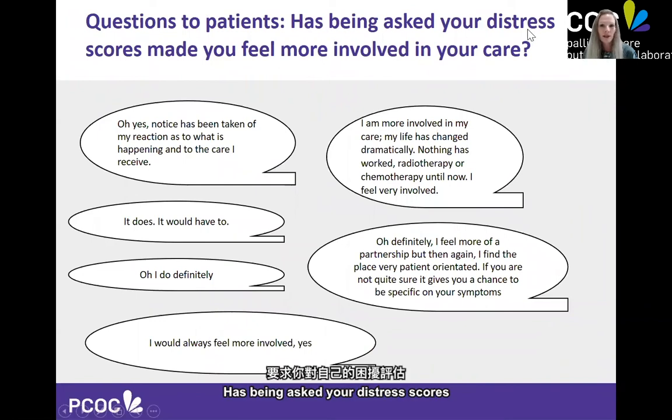Has being asked about your distress scores made you feel more involved in care? And this is overwhelmingly positive. So there's a lot of evidence that patients really do want to be asked. "Oh yes, notice has been taken of my reaction as to what is happening and to the care I receive." So you can see quite overwhelming responses here in this category.